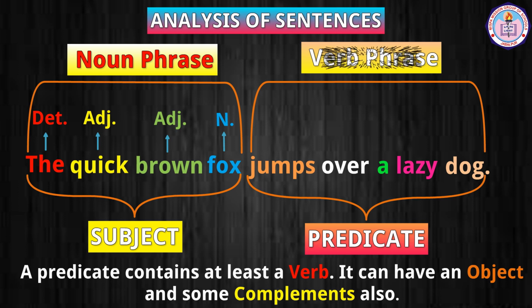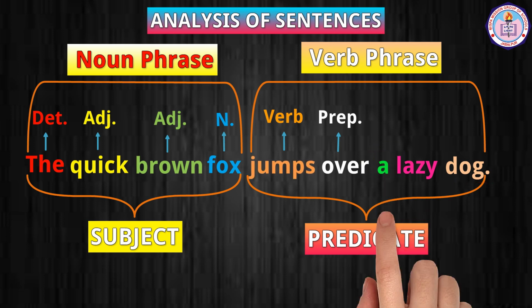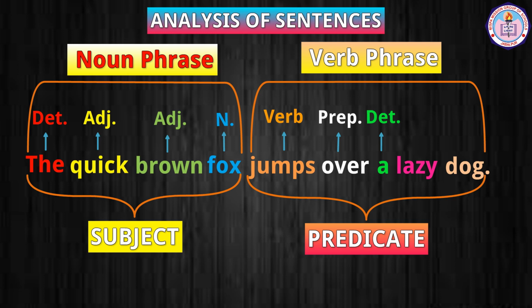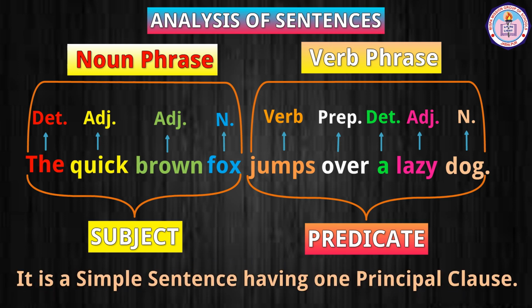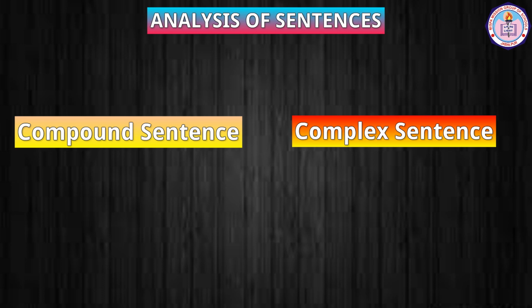Here, a verb phrase jumps over a lazy dog is the predicate. If we take each word, it can be analyzed in this manner. Jumps is the verb as it is the action done by the subject fox. Over is a preposition as it connects the verb jumps with the noun dog. A is a determiner that describes the noun dog. Lazy is the adjective that describes the noun dog. It is a simple sentence having one principal clause. There are 2 more types of sentences, compound sentence and complex sentence. We shall learn about it in detail in the next episode.